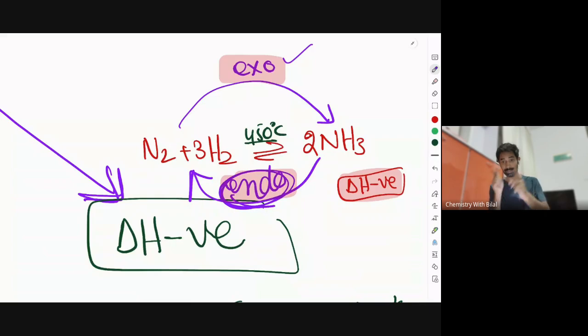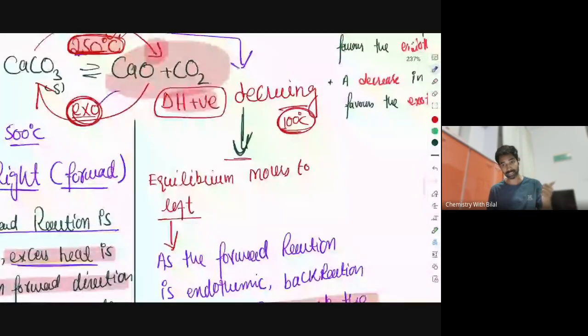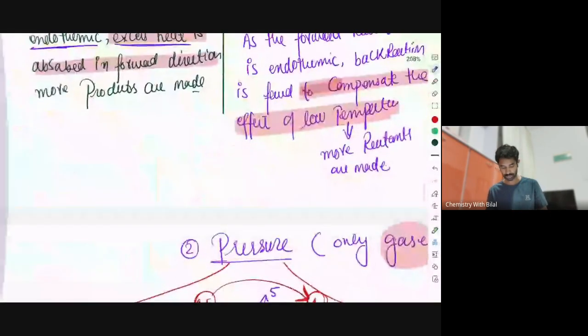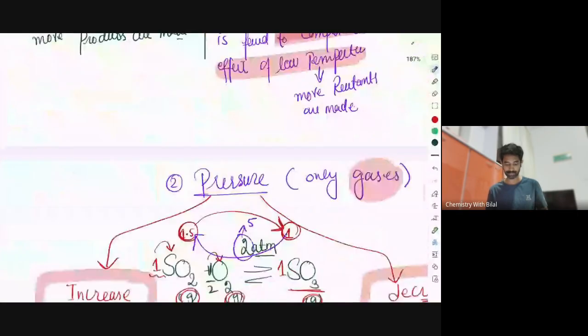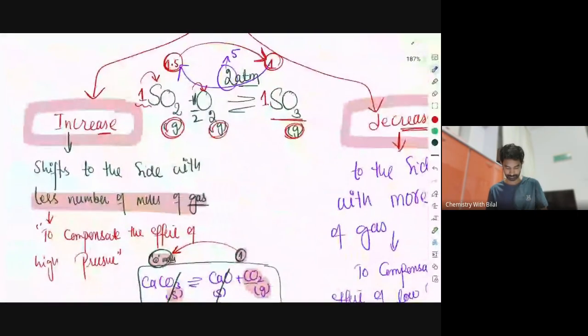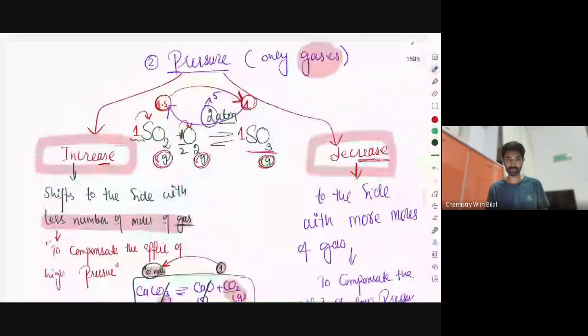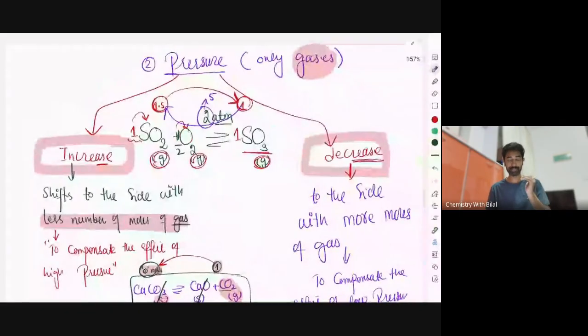Positive में endo होती है right वाली, और negative में endo होती है backward वाली. Look at this reaction. इसमें endo है backward वाली, और इसमें increase से backward जाएगा, decrease से forward जाएगा. So reason में आप सिर्फ ये लिख दिया करो to compensate the effect of low या high. Pressure में you all know it's only applicable to gases. Whenever you increase the pressure, equilibrium moves to the side with fewer moles of the gas.